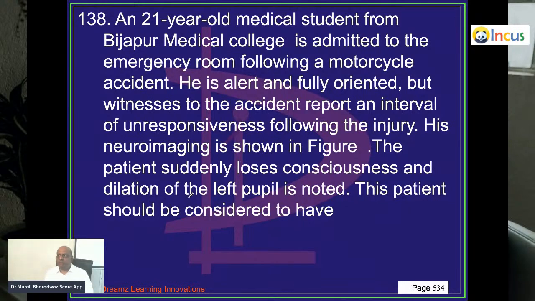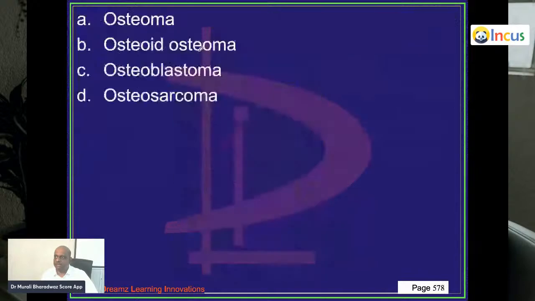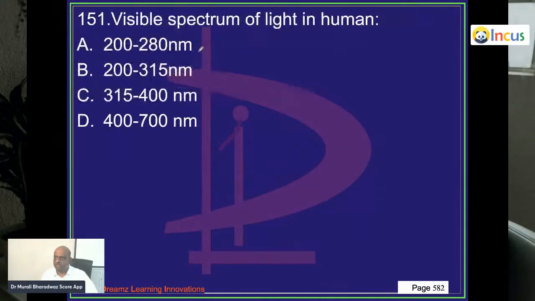A 21-year-old medical student from Bijapur Medical College, right there. What happened to her?